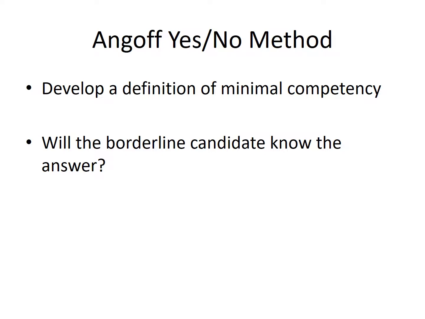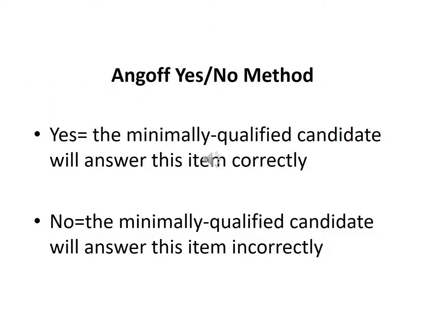After you have the borderline or minimally qualified person pictured in your mind, the next steps of the activity are as follows. You will soon have a chance to take the exam. While you take each question on the exam, you will need to decide if the borderline candidate will know the answer to each question. Question by question, you will answer yes if you believe that the minimally qualified or borderline candidate will answer this item correctly. You will answer no if you believe the minimally qualified candidate will not answer this item correctly.